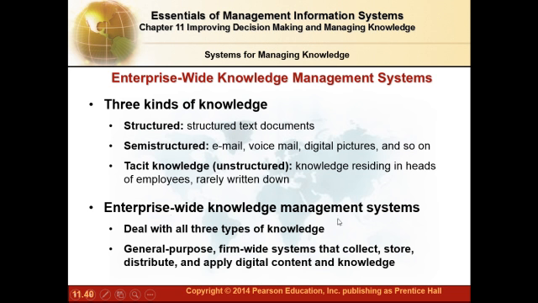An enterprise-wide knowledge management system deals with all 3 types of knowledge. It is a general purpose, firm-wide system that collects, stores, distributes, and applies digital content and knowledge. The goal of the enterprise-wide knowledge management system is to capture as much as possible of these 3 kinds of knowledge. Once captured, the system must provide an easy way to store the knowledge, make it accessible to all employees, and allow them to apply it in any situation.